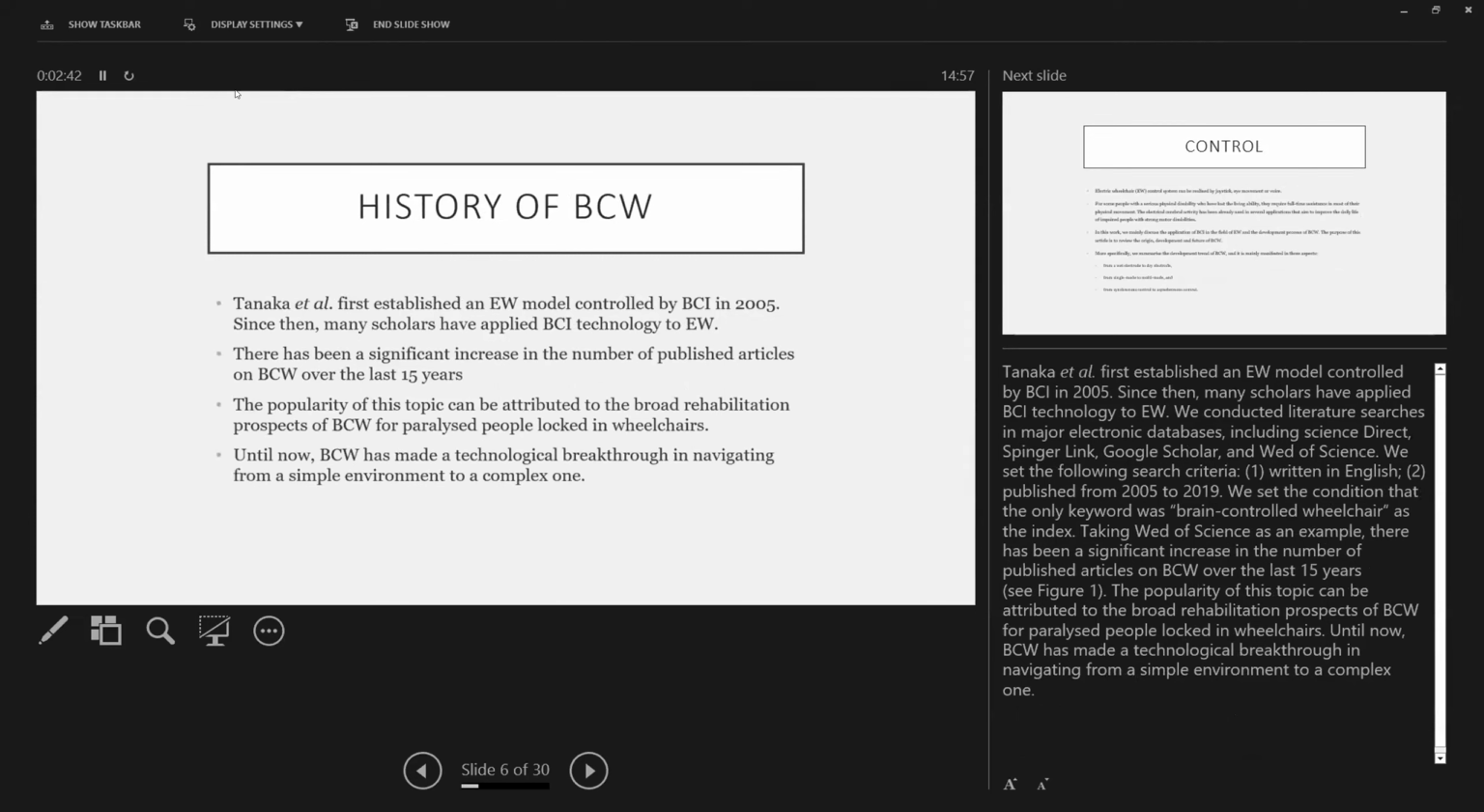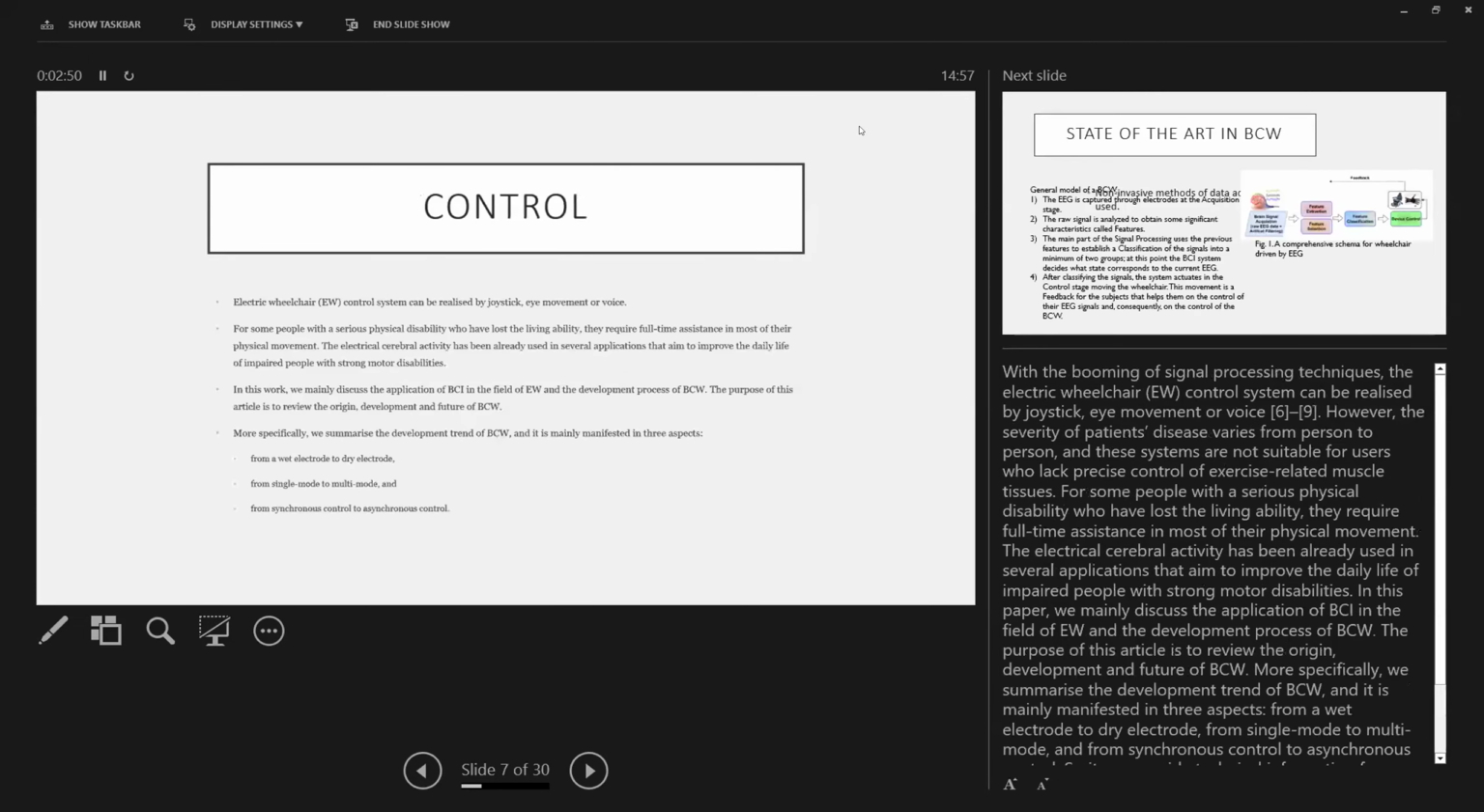As I told, the first version was developed by Tanaka et al., about 15 years earlier. The control of the wheelchair was initially developed with the help of a joystick, eye movement, or voice navigation. But with recent development, it can be controlled by the thought process or SSVEP.